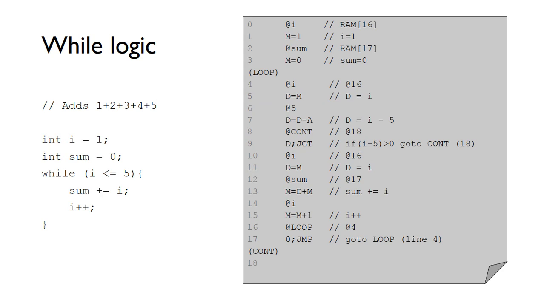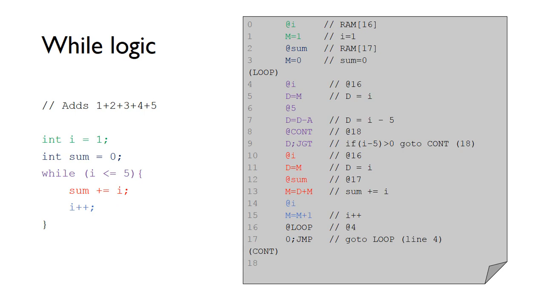So while logic, we're just going to do a simple example. We'll just add up 1 plus 2 plus 3 plus 4 plus 5, and we'll implement that using a loop. So this obviously is a very simple C code. We've got a variable to store the loop counter, a variable to store the sum, both initialized accordingly. And we've got our while loop, so while I is less than or equal to 5, we're just going to keep incrementing the sum by the value of I, and increment I. So this will go around the loop 5 times, and as soon as it's false, it'll drop out of the loop and carry on executing.